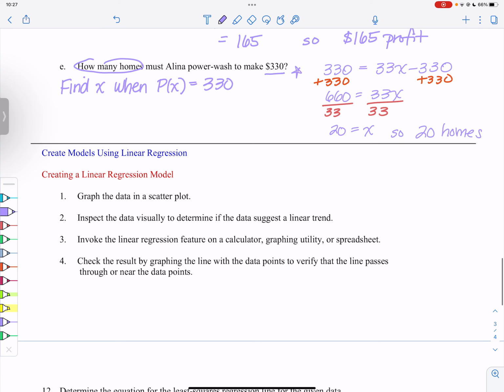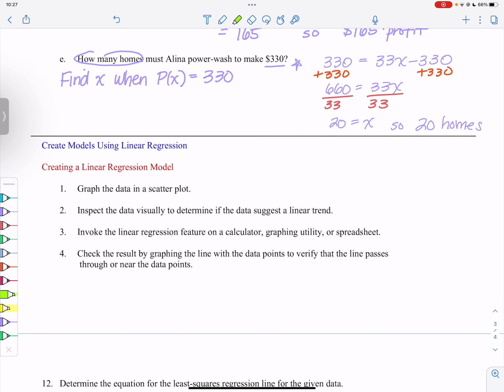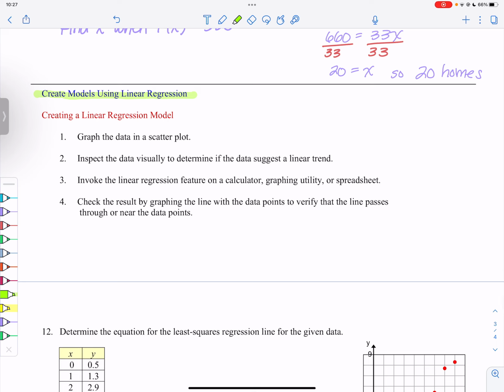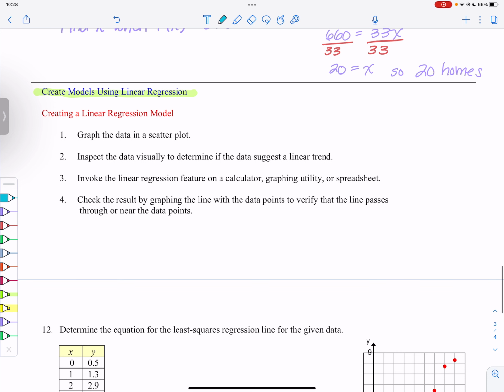The last part of this section is going to be creating models using linear regression. Now, we are going to be able to use our calculator to come up with this model. And the calculator's model that it comes up with, this least squares regression, is the best line.